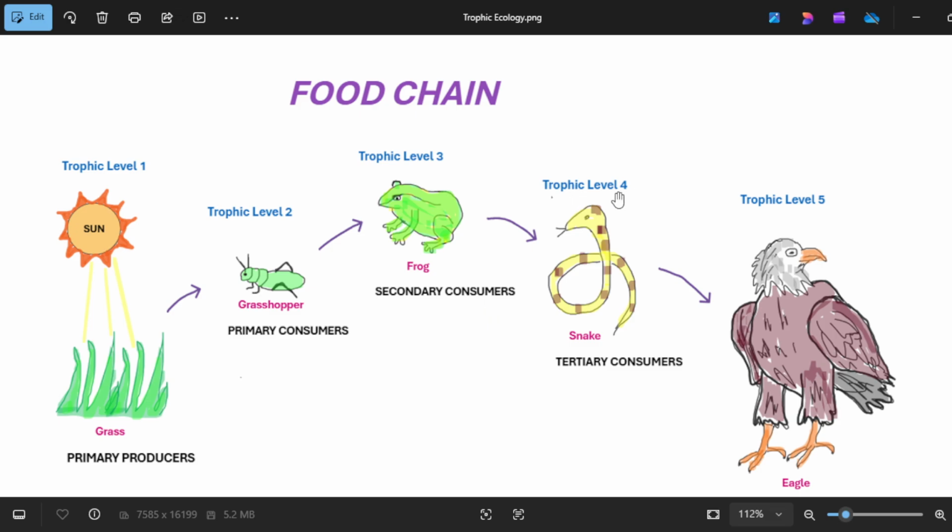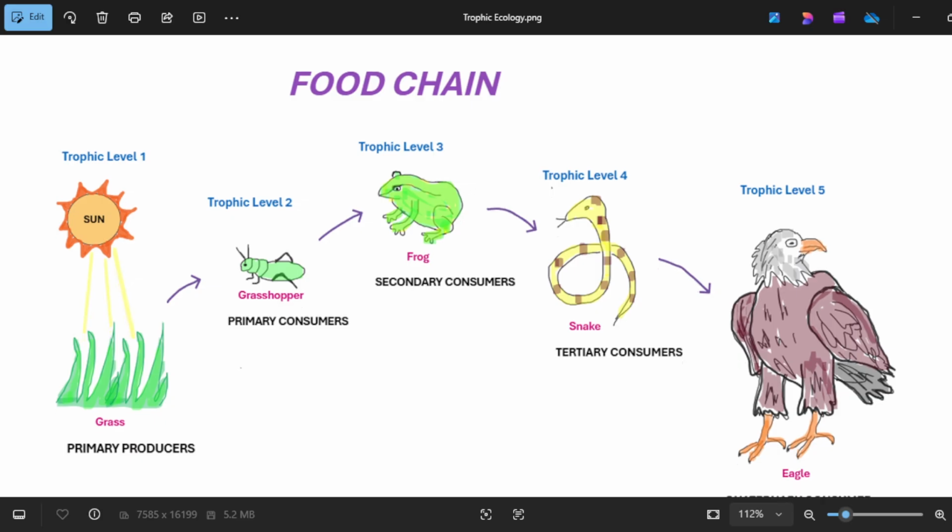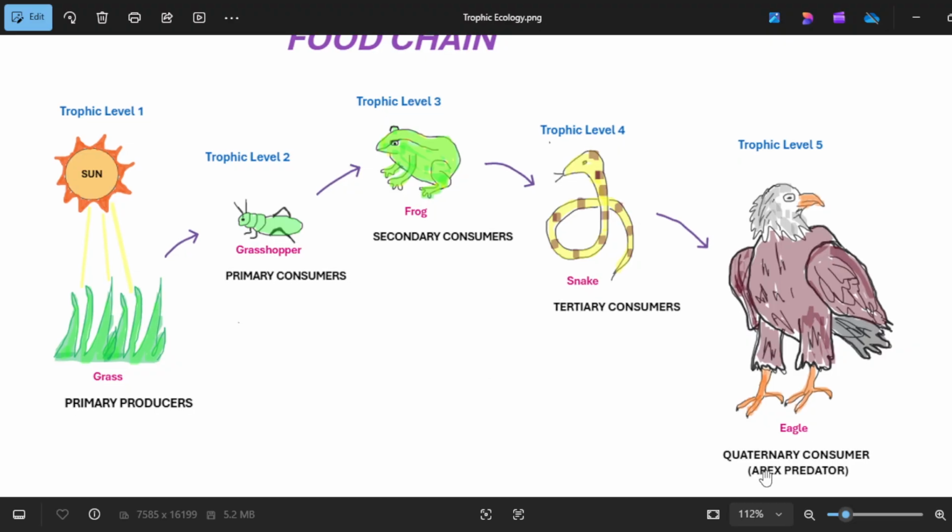Next comes trophic level 4. This is called the tertiary consumer. The snake eats the frog. So this is a carnivore. Finally, it comes to trophic level 5, the eagle, and it is called the quaternary consumer or apex predator. It is the last level; it does not have any predator on top of the eagle. There is no other organism which hunts the eagle and eats it. So it's called the apex predator also. Based on the position, it's called the quaternary consumer, and this is also a carnivore.